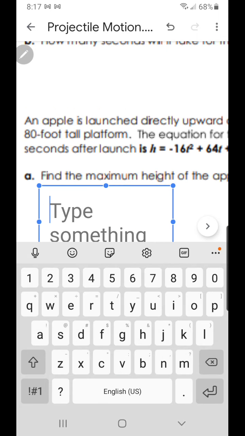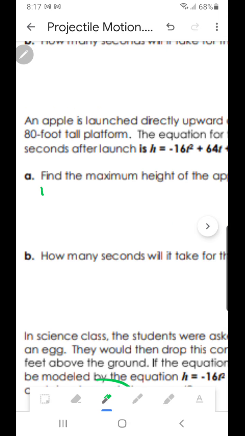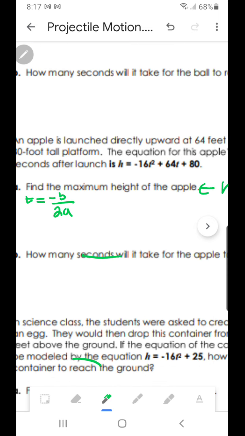Well, to find the t, that's going to be negative b all over 2a. So if you look at my equation, what's my b? My b is 64. So I have negative 64, right? Because my negative sign is built in. So negative 64 all over 2 times negative 16. When we punch that into a calculator, that will give me a 2. So what does that mean? 2 means that it's going to take 2 seconds for it to reach its maximum height.